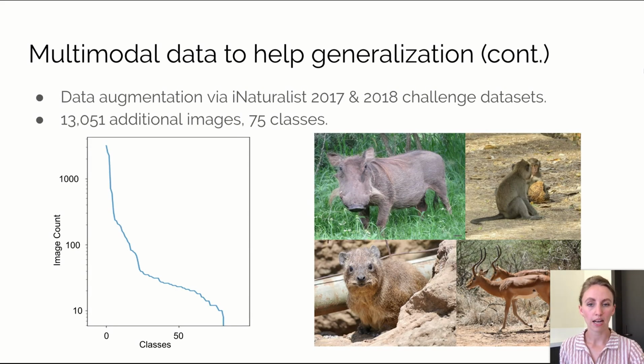We also provide iNaturalist data from the 2017 and 2018 challenge datasets that match our iWildCam challenge camera trap species set. There are 13,000 of these additional images, and they cover 75 of the classes seen in iWildCam.